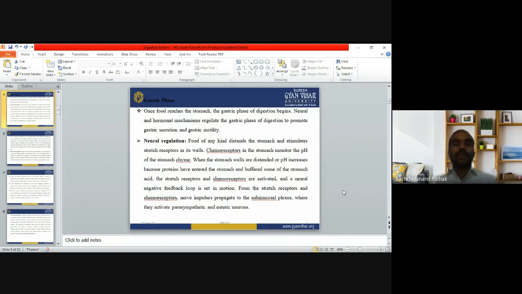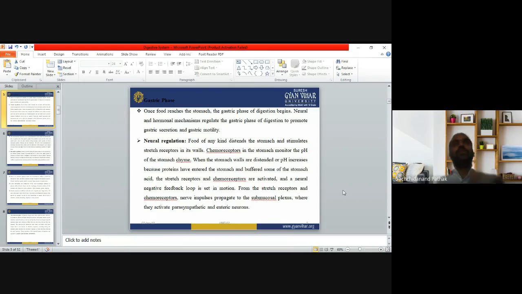Food of any kind distends the stomach and stimulates the stretch receptors in its wall. Now the chemoreceptors in the stomach monitor the pH of the stomach. When the stomach wall is distended or the pH increases because protein has entered the stomach and buffered some of the stomach acid, the stretch receptors and the chemoreceptors are activated, and a neural negative feedback loop is set in motion. Nerve impulses propagate to the submucosal plexus where they activate the parasympathetic and enteric neurons.